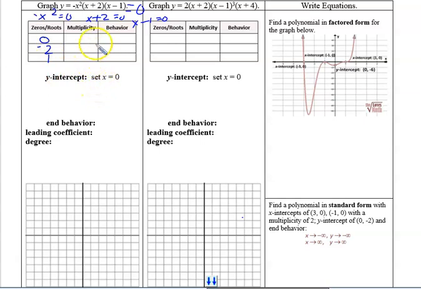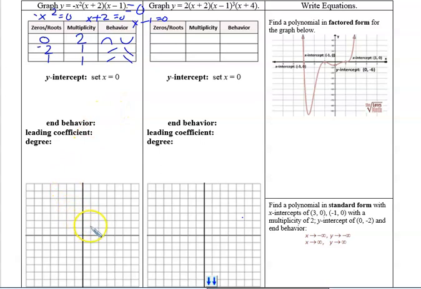Now remember, the multiplicity is the exponent on each of your factors. So 0 has a multiplicity of 2, and both negative 2 and 1 have a multiplicity of 1. And we know because of this multiplicity that the behavior for x equals 0 when it interacts with the x-axis is either going to be a parabola facing up or a parabola facing down. Remember, this is called a bounce or a touch. And for both x equals negative 2 and x equals 1, they're either going to be some kind of straight line that's going to be increasing or decreasing through the x-axis.